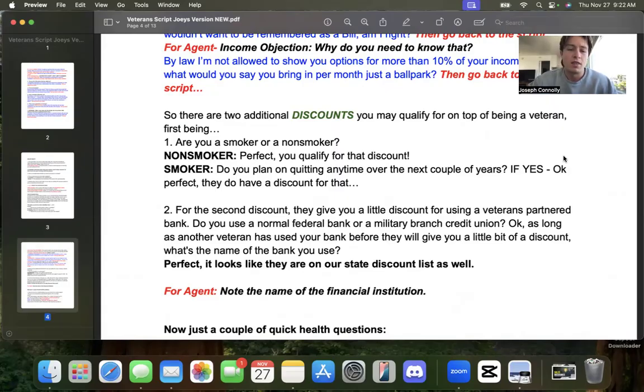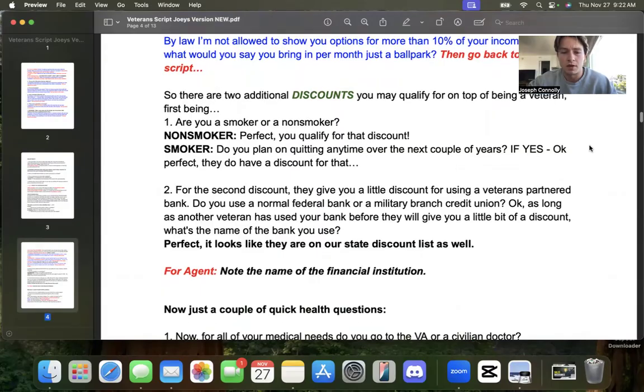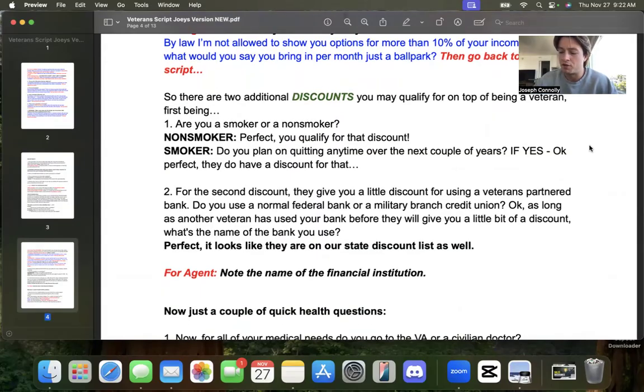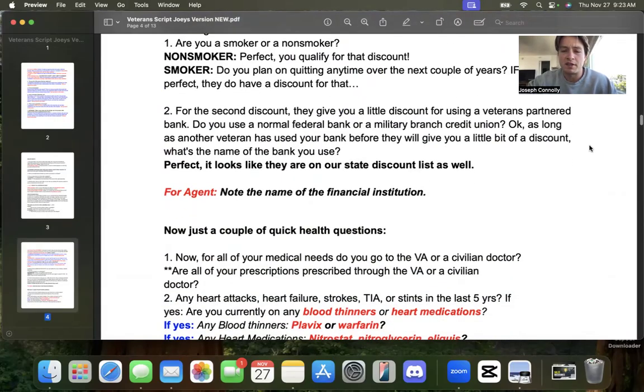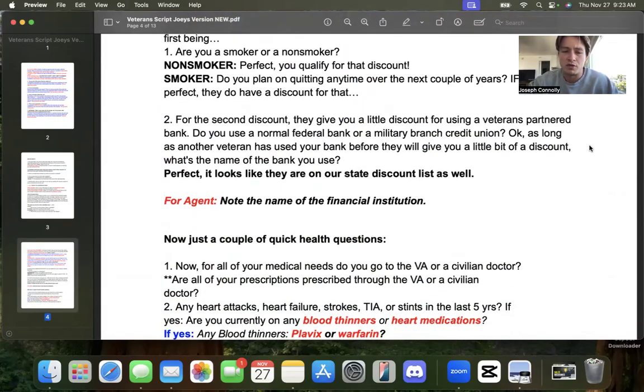And then, so there are two additional discounts that you may qualify for on top of being a veteran. The first being, are you a smoker or a non-smoker? Non-smoker? All right, perfect. So then you obviously qualify for the non-smoking rate. And then for the second discount, they give you a little discount for using a veterans partnered bank. Do you use a normal federal bank or a military branch credit union? Just a normal bank? All right, perfect.